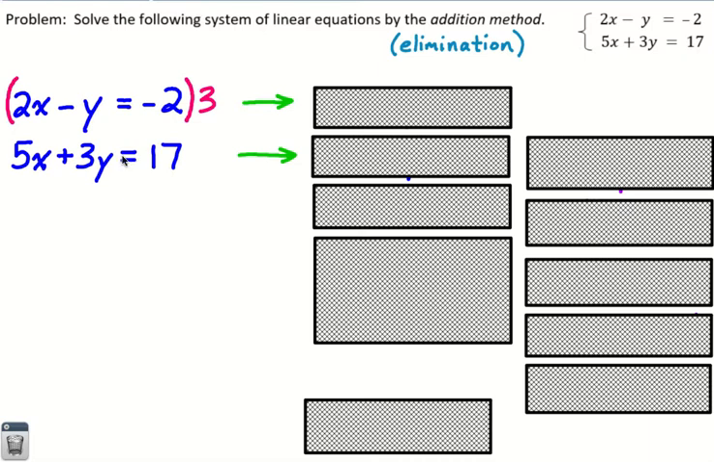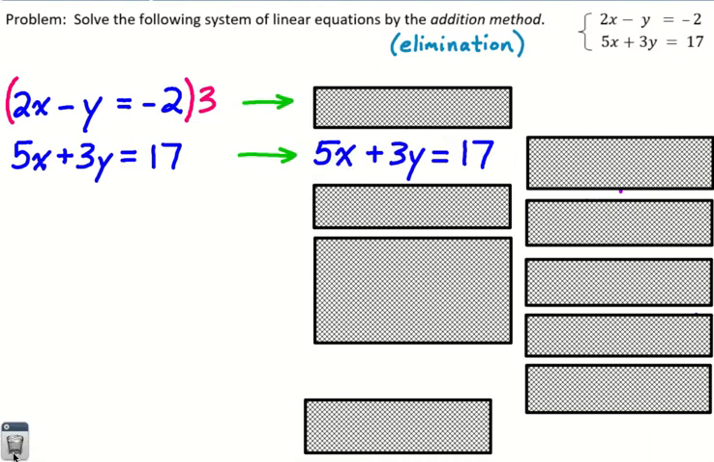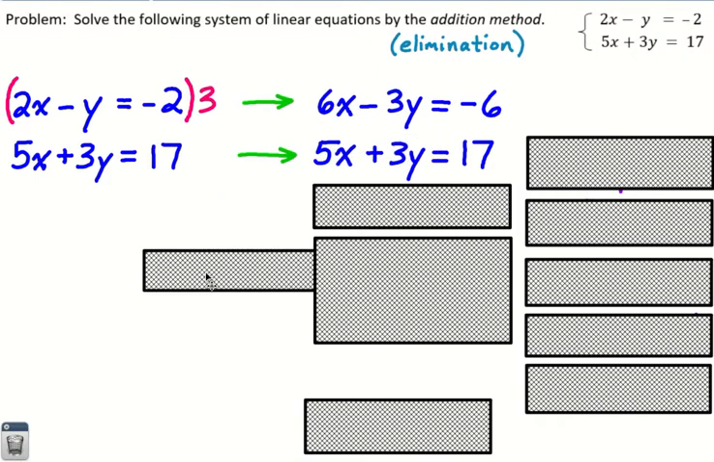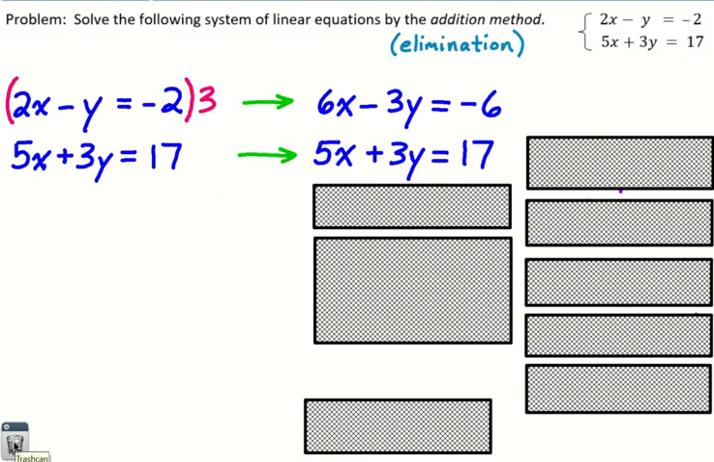This equation, the second equation, does not have to change, but the first equation is getting multiplied by 3, and I mean like the entire first equation. So this 2x has to become a 6x, and this negative 2 has to become a negative 6, along with turning this negative 1y into a negative 3y. So that's my updated system.